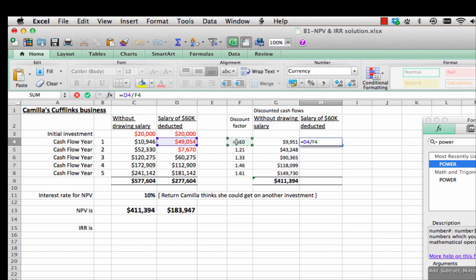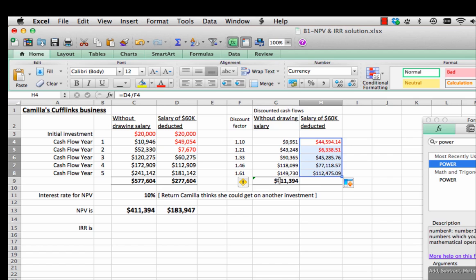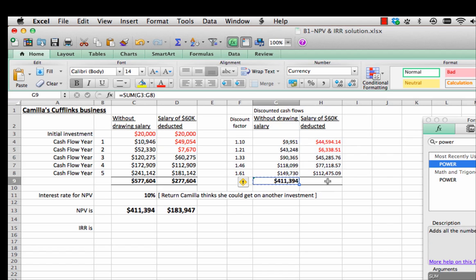Take the year 1 divided by the year 1 discount factor and so on. Add them all up. Let's just copy the total formula. And there you go. So that's net present value.